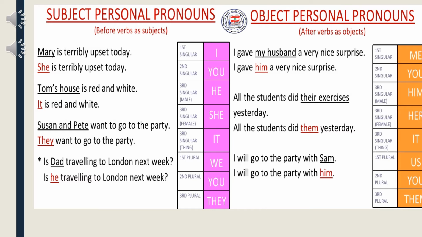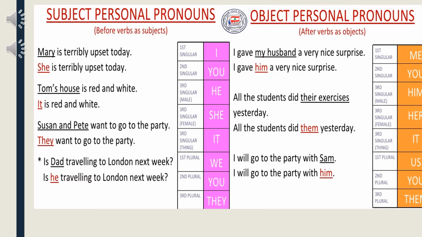Tom's house is red and white. It is red and white. It is the subject pronoun that replaces Tom's house. Susan and Pete want to go to the party. They want to go to the party. They is the subject pronoun that replaces Susan and Pete and came before the verb want.